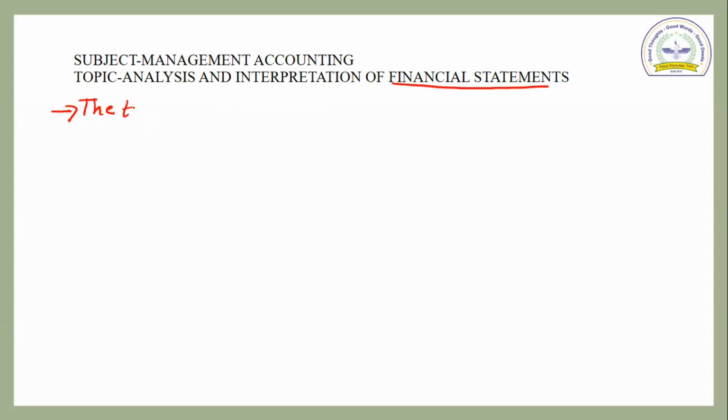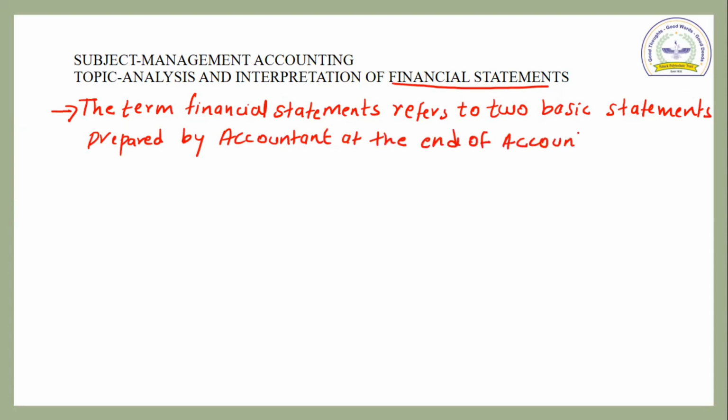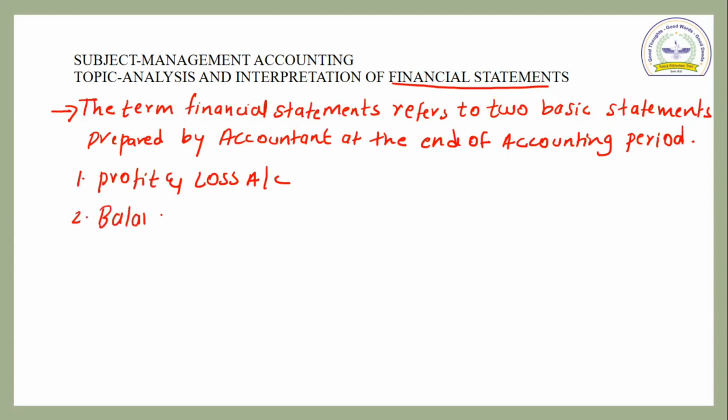The term financial statements refers to two basic statements prepared by whom? Prepared by the accountant at the end of the accounting period. What are those two basic statements? The first one is the profit and loss account, and the second one is the balance sheet. This is the meaning of financial statement.